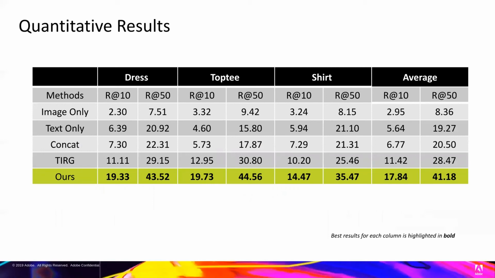Now I'll present the quantitative results of our approach. We use the metric recall at k for our evaluation, which calculates the fraction of the samples in the validation set which have the same target image retrieved as one of the top k retrieved results. So as we can see, our method outperforms all the baselines at both the recall at 10 and at 50 metrics by an average of 6 and 13% respectively.